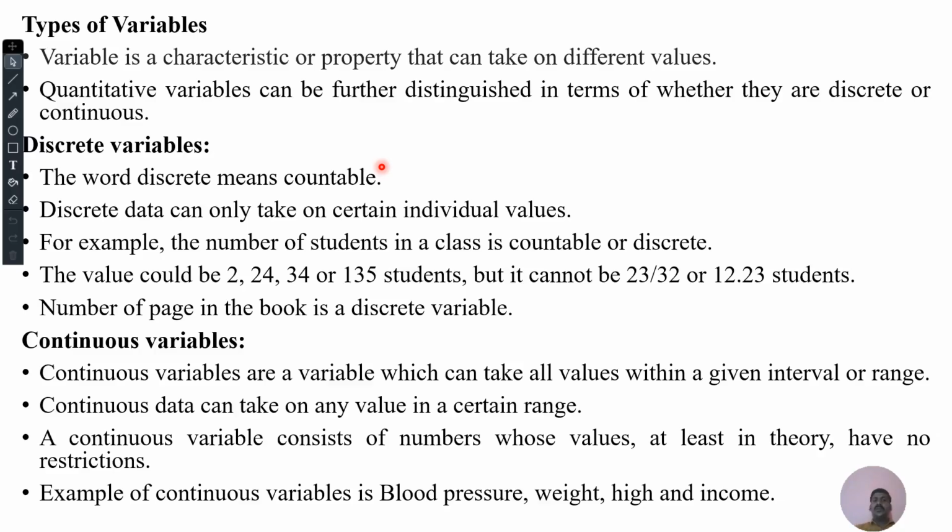What is a discrete variable? A discrete variable is countable. Discrete data can only take certain individual values. For example, a man has 5 pens, another man has 6 pens. Those are individual elements that we can easily compute and calculate. A book contains 15 pages, which we can easily count.